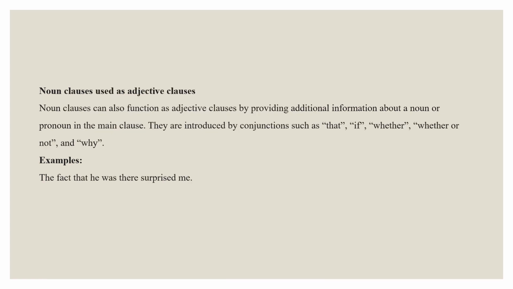Noun clause used as adjective clause. A noun clause can also function as an adjective clause by providing additional information about a noun or pronoun in the main clause. They are introduced by conjunctions such as that, if, whether or not, and why. Example: the fact that he was there surprised me.